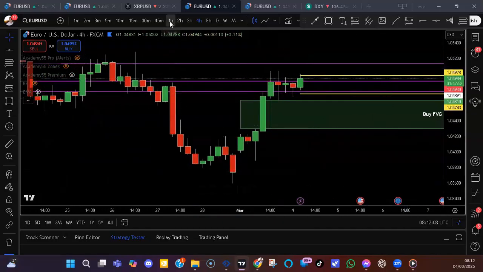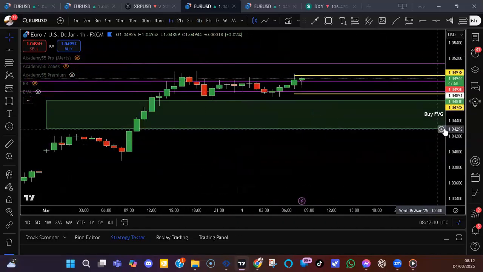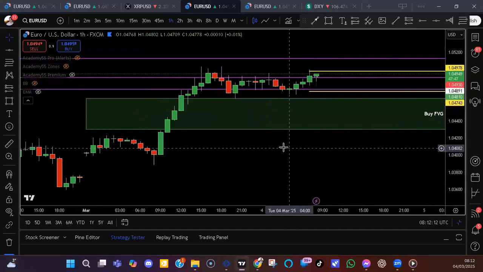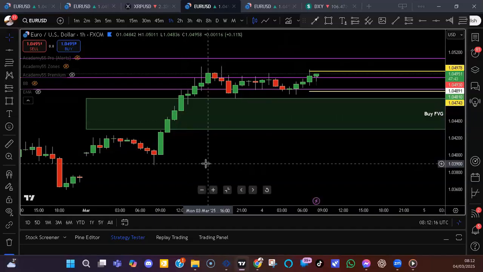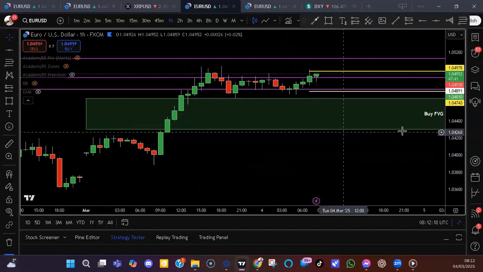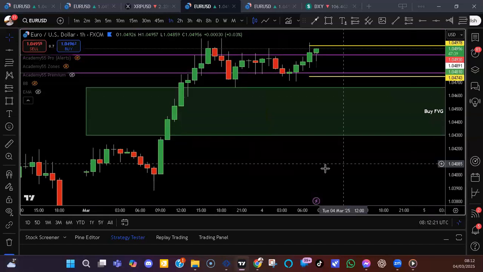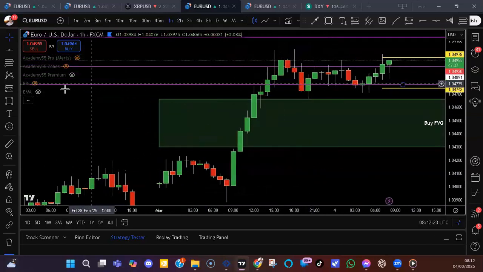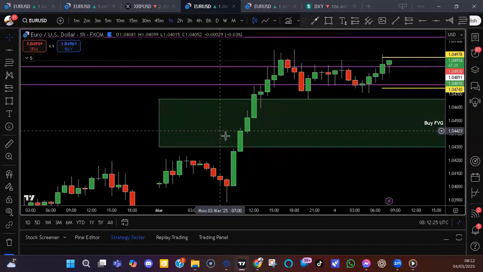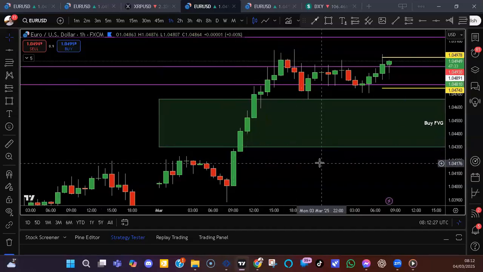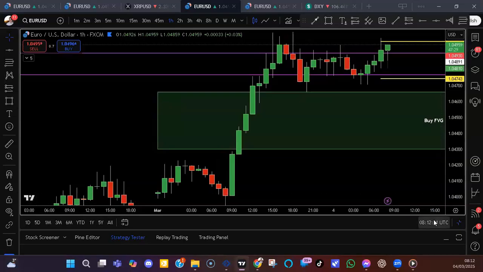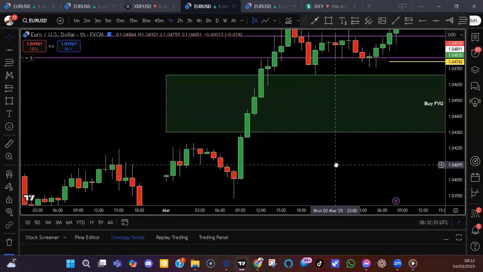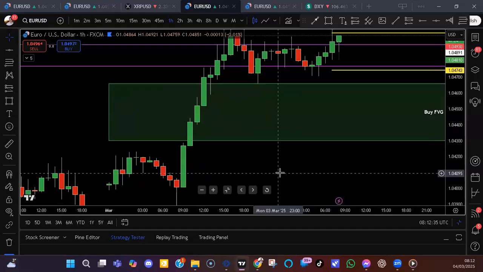Let's go down to the hourly. See, we've got all these imbalances down here that I still think price is going to come down to mitigate. But when they're going to do that, maybe it might even go to New York Open for that to happen.